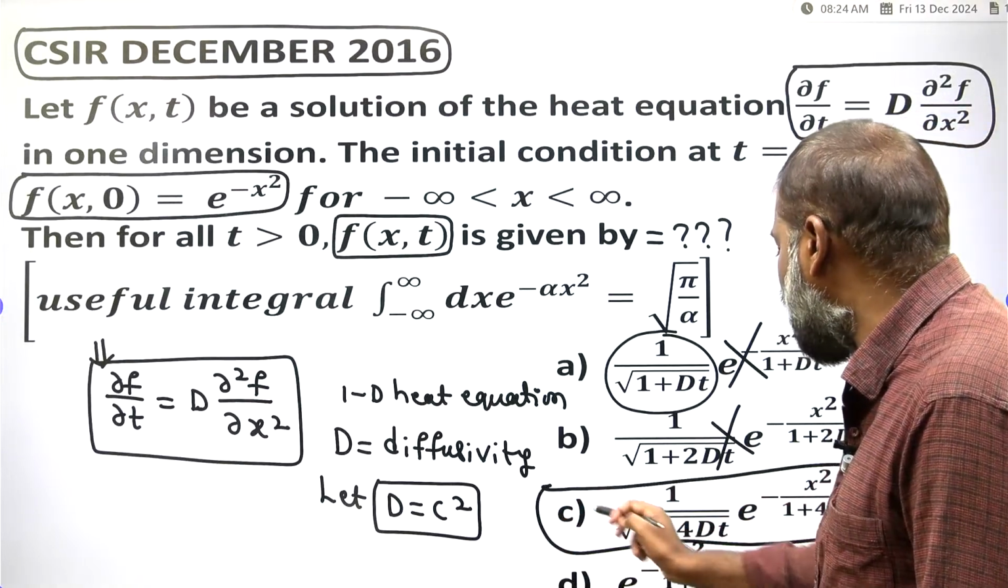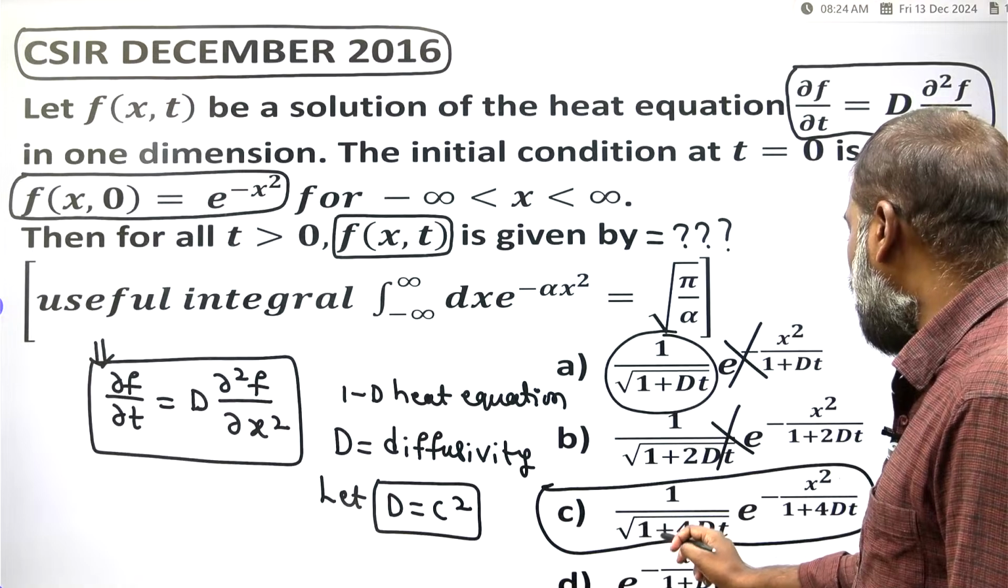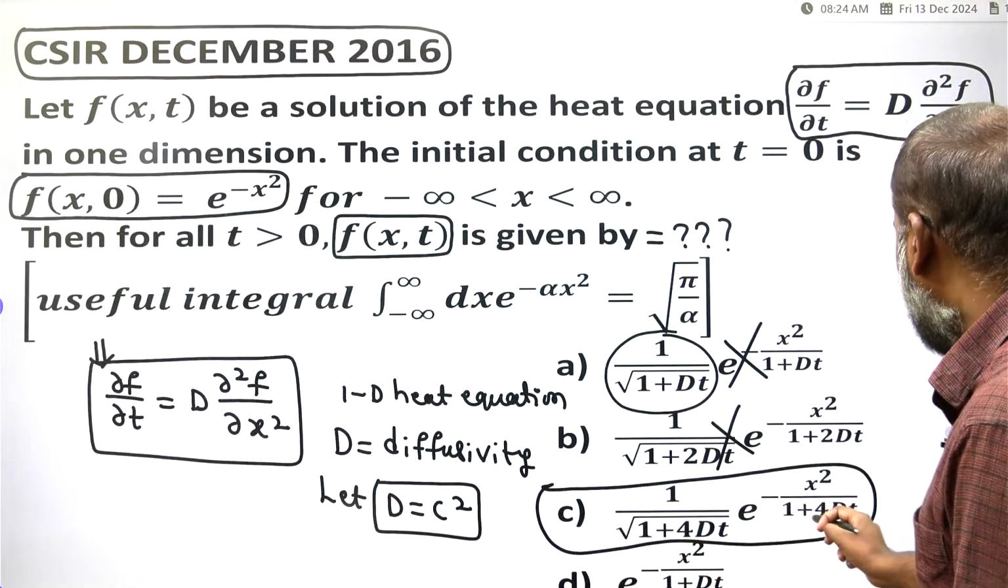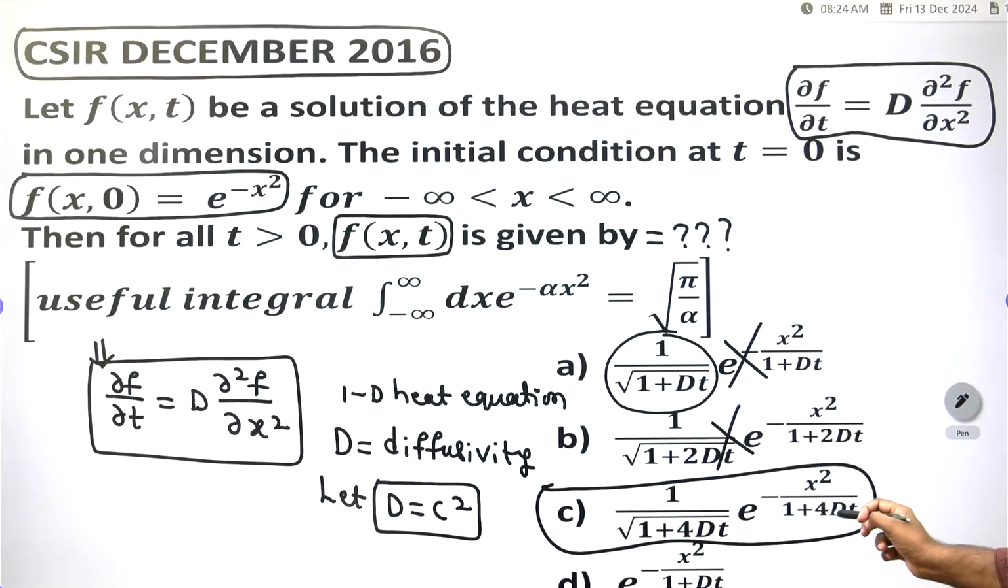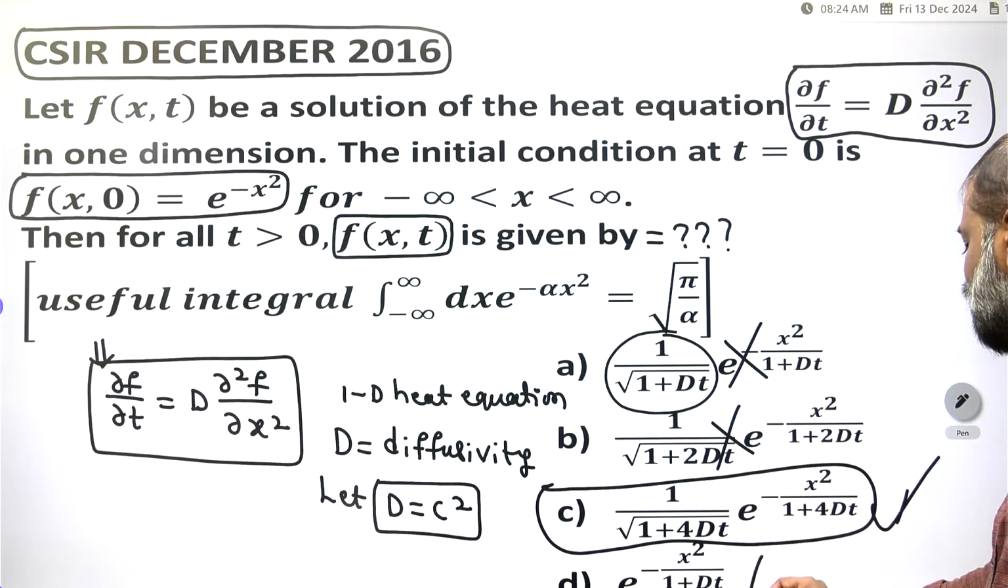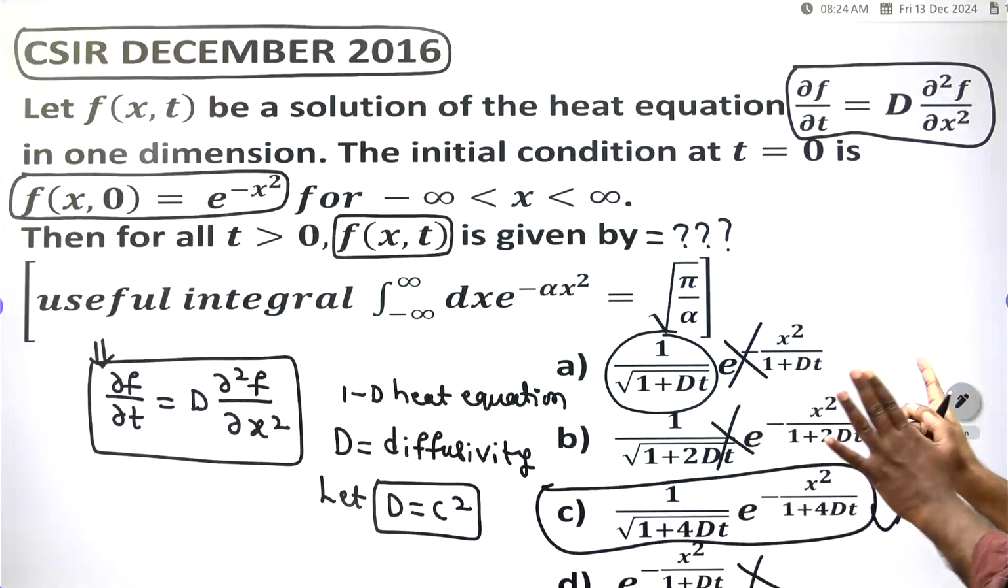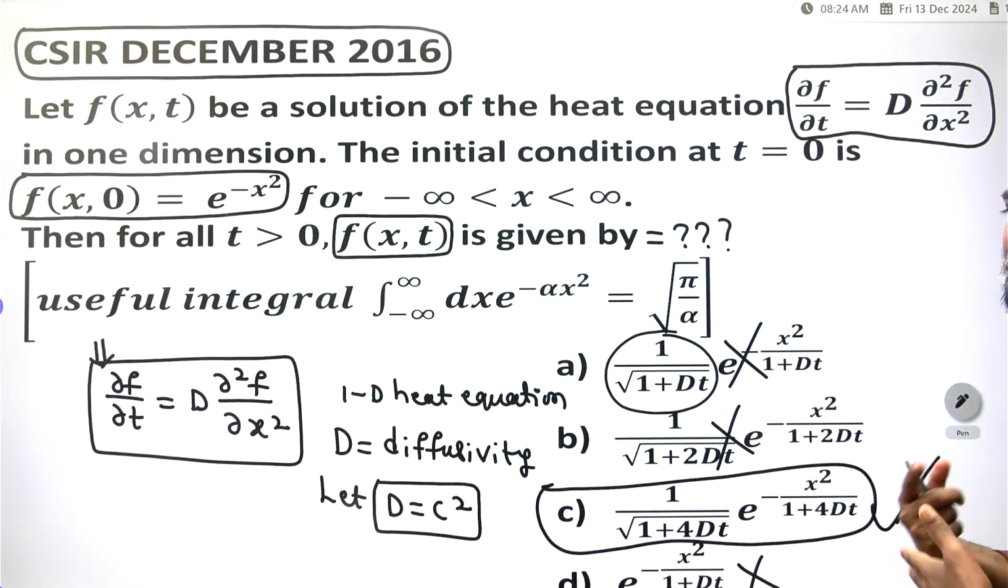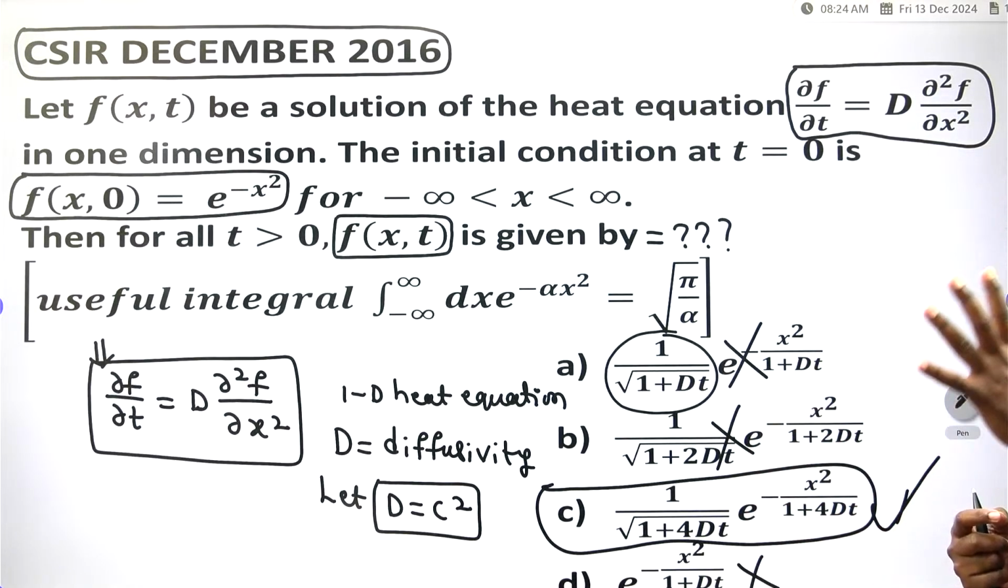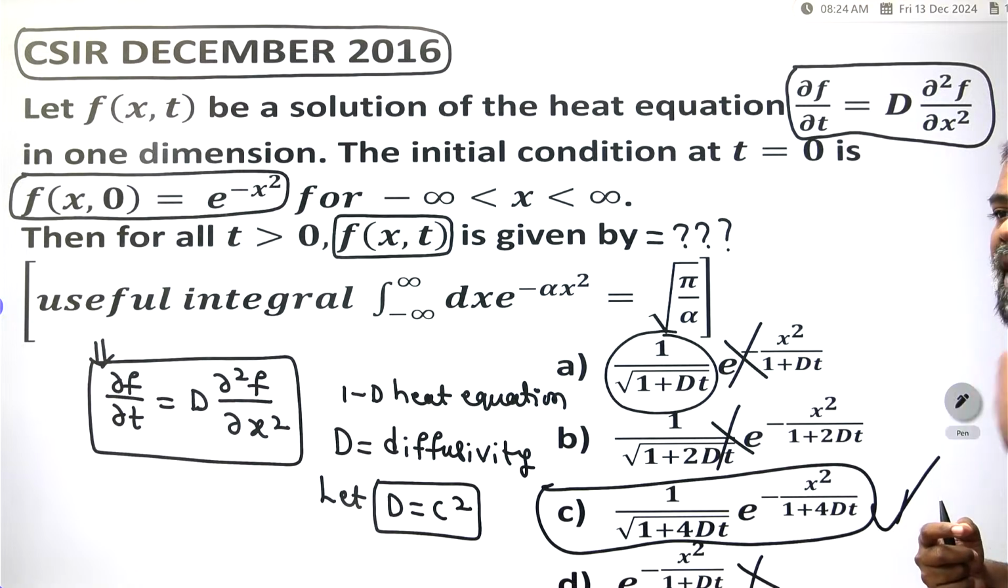Once you see 1 by square root of 1 plus 4Dt, e to the power of minus x square by 4Dt is there, this answer is correct. Option D is also not correct. Clear? So like this we have to do in our competitive examination. This is the solution technique of a heat equation for one dimensional.